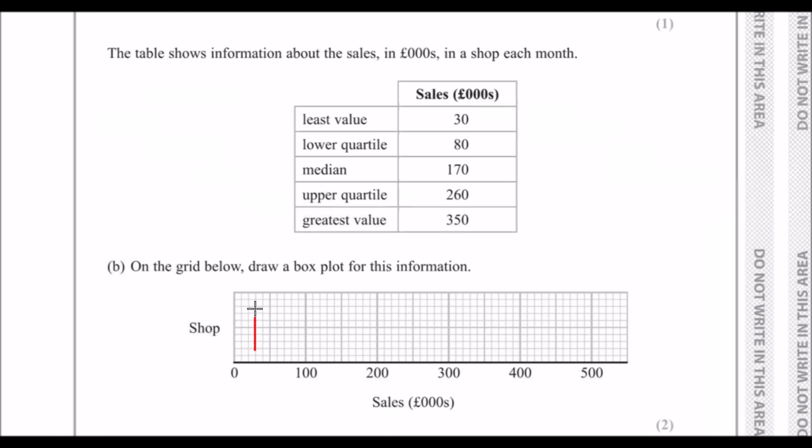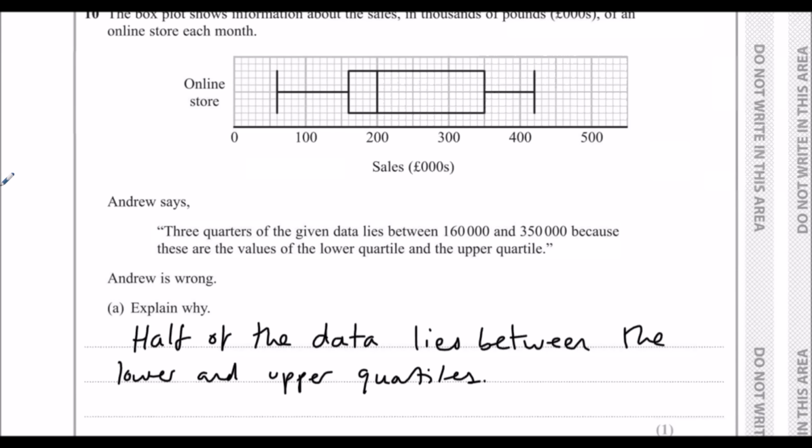So let's just draw on the box and the whiskers, and there is our box plot. Compare the distribution of the sales for the online store with the distribution of sales in the shop. So when we're comparing these two box plots, we're going to compare the medians and a measure of spread, which is usually the interquartile range. It can also be the range though.